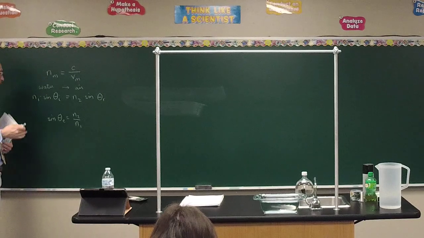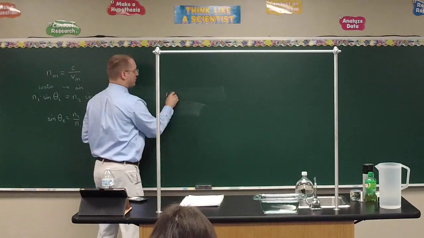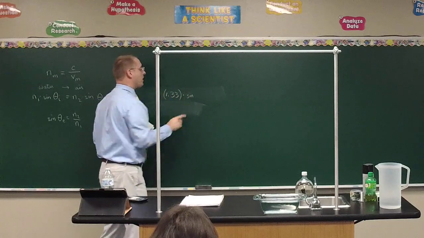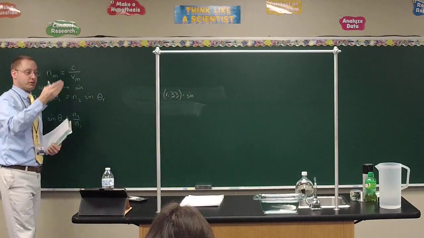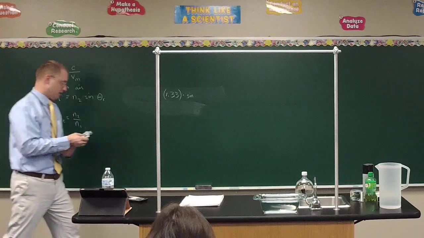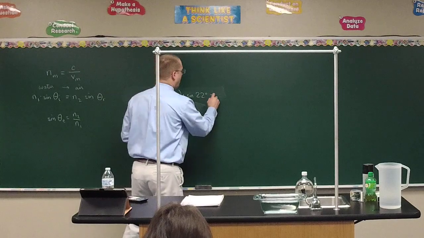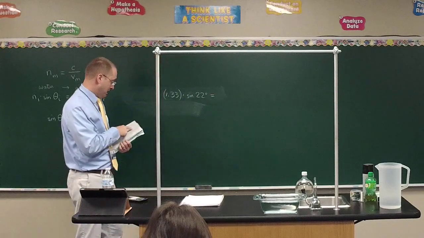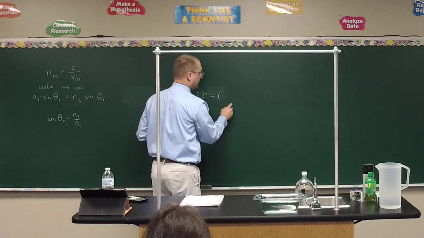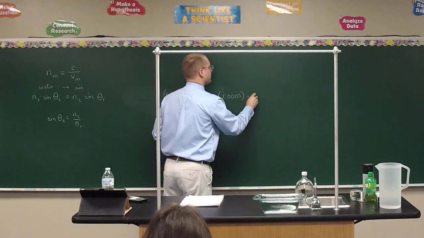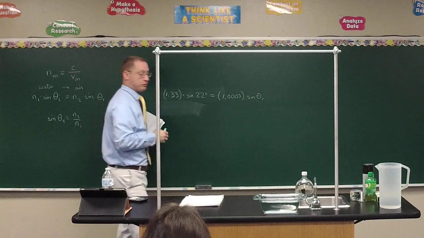What is that refractive index, Michael? 1.33. And that refractive index needs to be multiplied by the sine of the incident angle. Do they give us the incident angle? Yes, it's 22 degrees. Notice we're going with 2 sig figs now. We know that air is the second medium. We know air has a refractive index of 1.0003. And we want to find this angle of refraction.